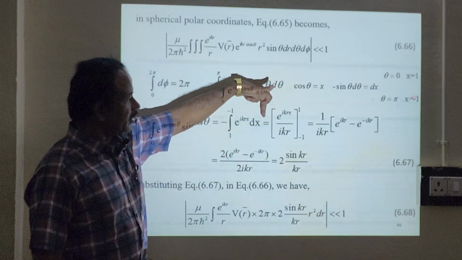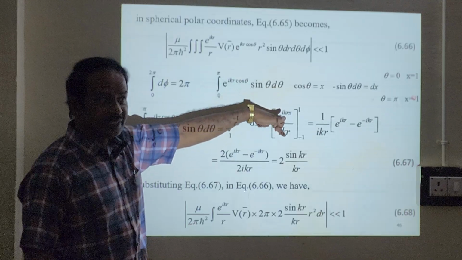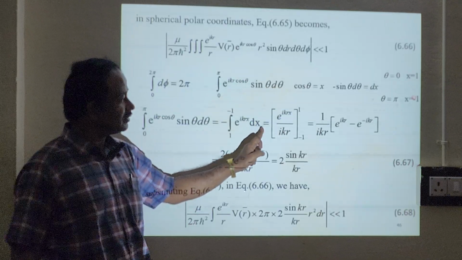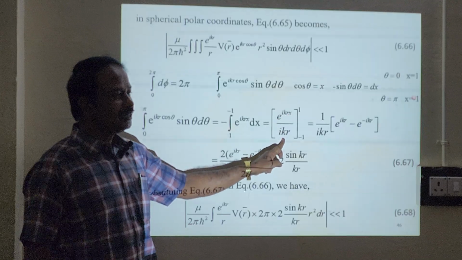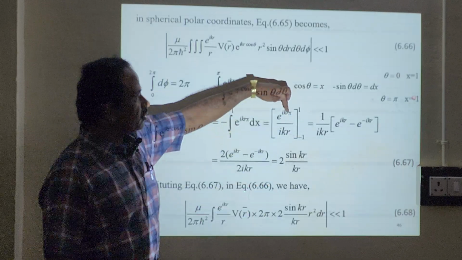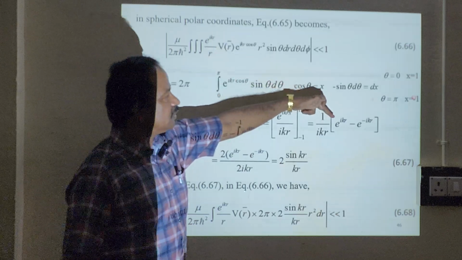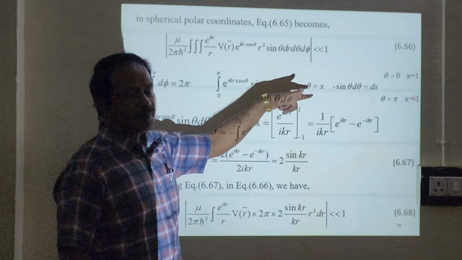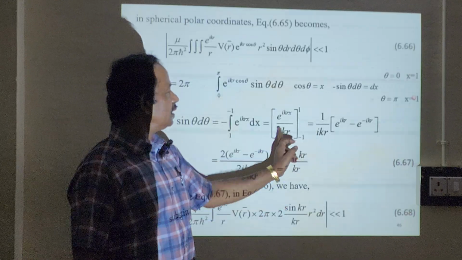So e power i k r x divided by i k r. You are going to integrate with respect to x, not r. So e power i k r x by i k r. Now just substitute the limit. Instead of x, substitute 1. So that will be e power i k r minus e power minus i k r, and this i k r I have pulled out.